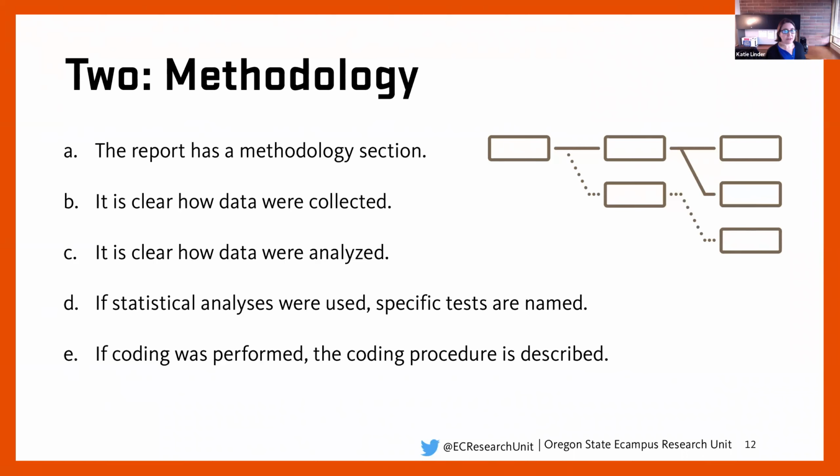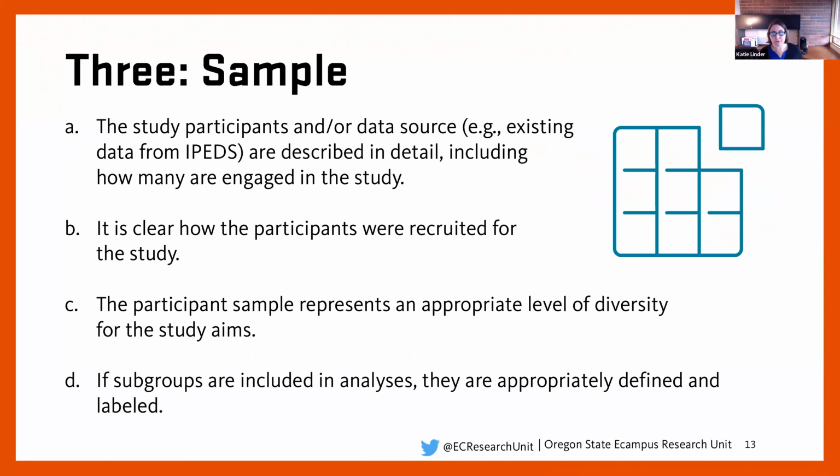So now I'm going to talk about an area that is related to the methodology, which is the sample. These two sections are very much related, and often you will see information about a sample in a methodology section. So I thought I would mention that relationship here. Information on study participants, so who were the participants in a study, is usually included in that methodology section. And it's really important that we understand, again, as we mentioned, that data source. Is this existing data, or are these participants that were recruited for a study?